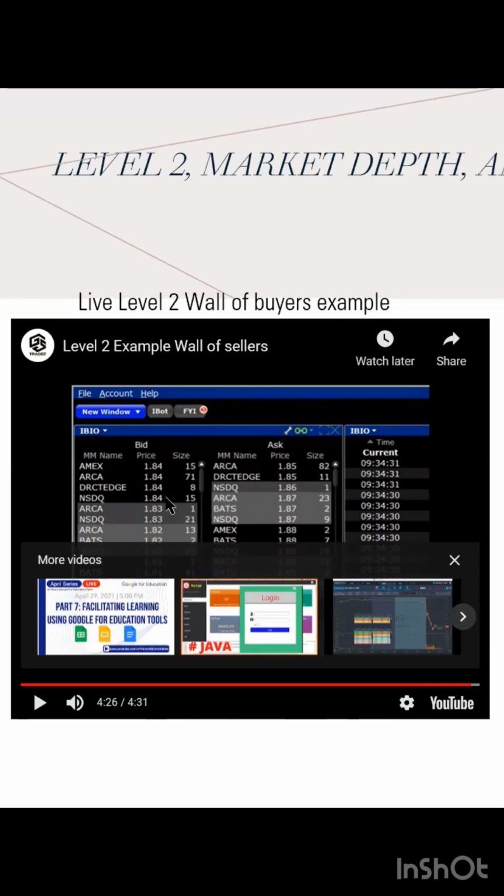But that's why level two, time and sales is just basically a log that shows every trade that goes through and size. So they go hand in hand. But that's why level two and time and sales is so important. That market depth is so important because you can see where the buyers are waiting at.